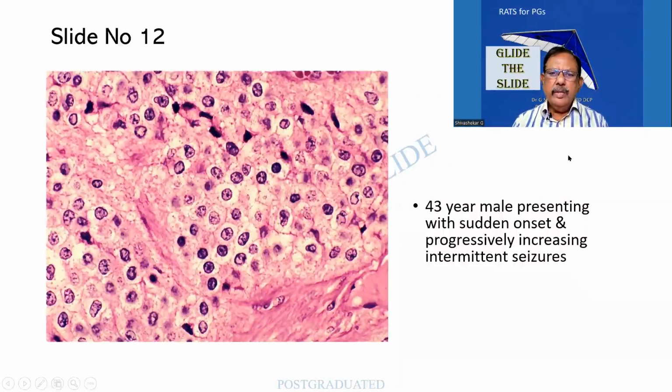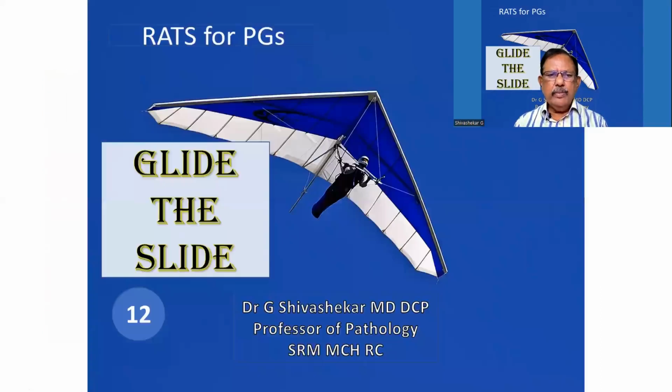This was a history that was given to us in the last class. A 43-year-old male presented with sudden and progressively increasing intermittent seizures. See that the patient is 43 years old. And here I am finding a tumor which has got a peculiar pattern. It has got lobulations. But more than that, the cells are arranged in sheets and they have got a rather uniform pattern which is classically described in the subsequent slides. Welcome to Glide the Slide, number 12.